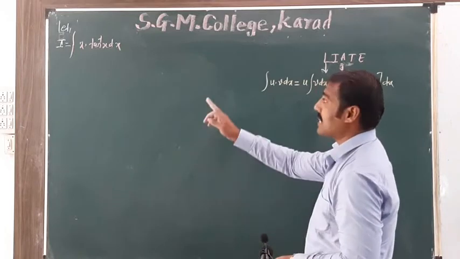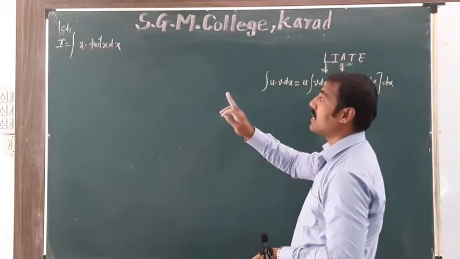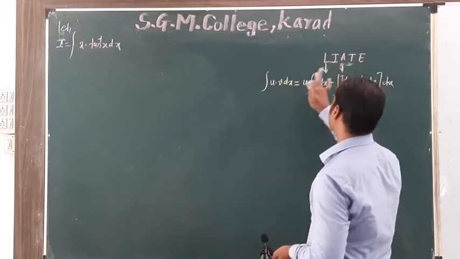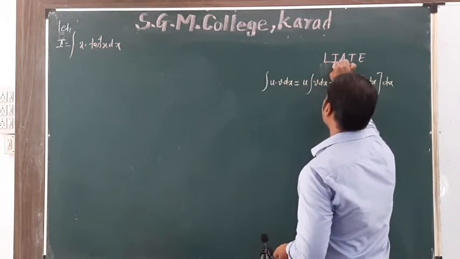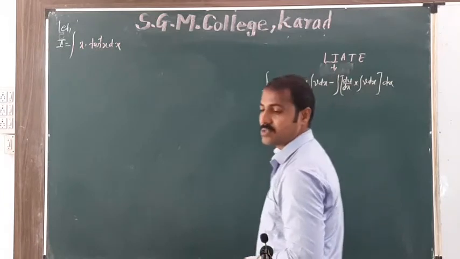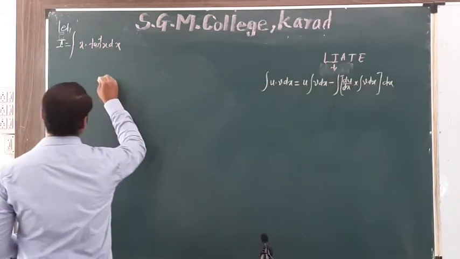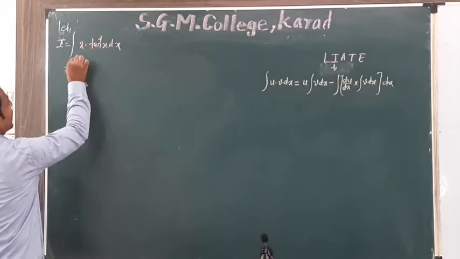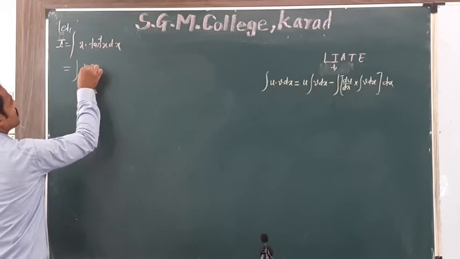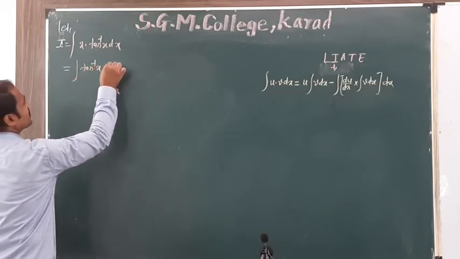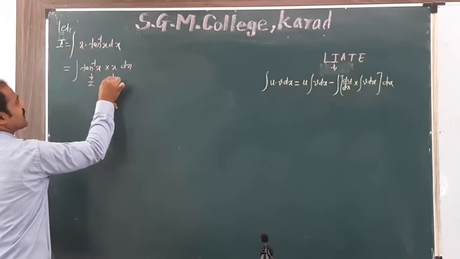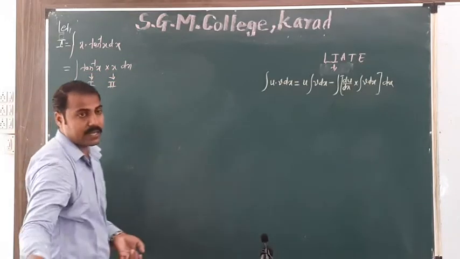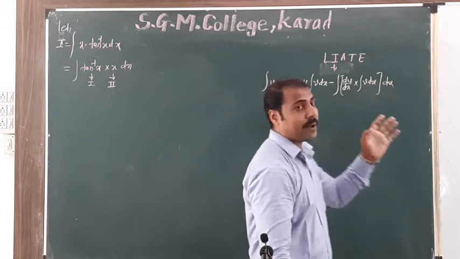Okay, x means it's an algebraic function, tan inverse means it's an inverse function. Look at here, in the word LIATE, inverse function comes first. So here tan inverse x is our first function and x is our second function. So I can write this as integration of tan inverse x into x dx. Now integrating by parts.